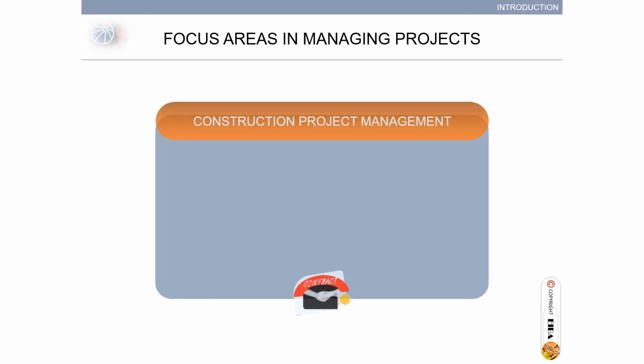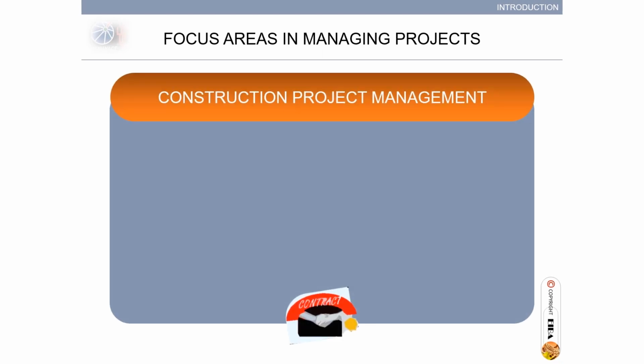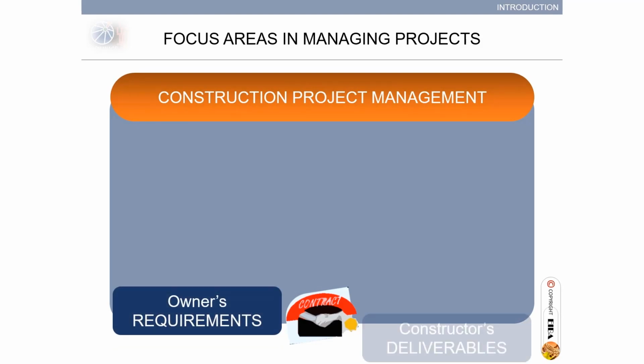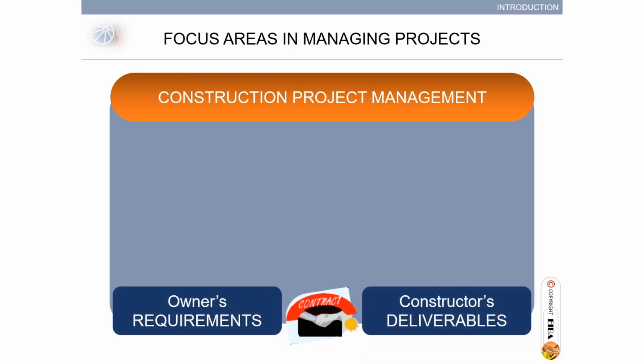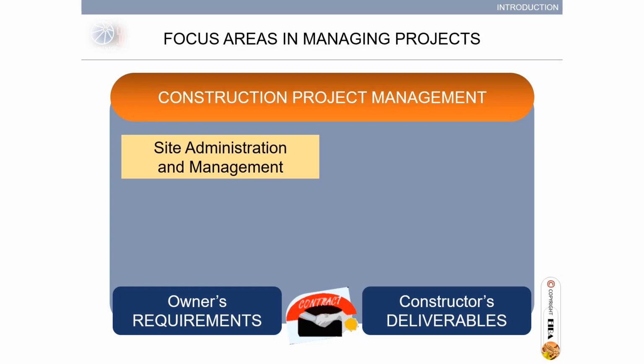Construction project management is governed by a contract. With the contract are owner's requirements and constructor's deliverables to assure that the construction project is in line with the contract. Site administration and management. There has to be proficiency in this area. Low competence and knowledge could mean a failed project.